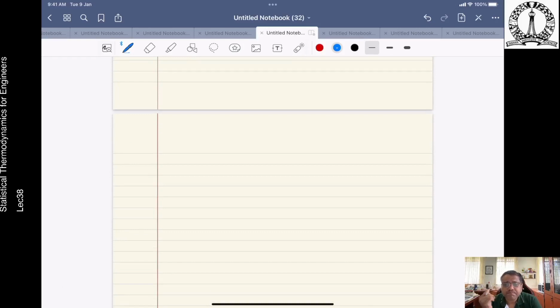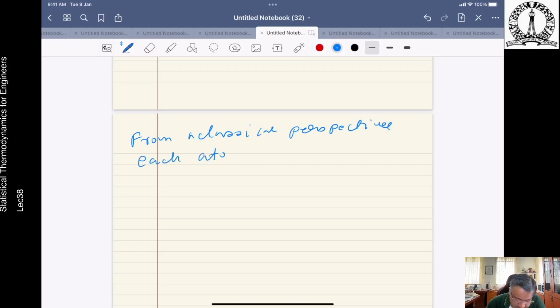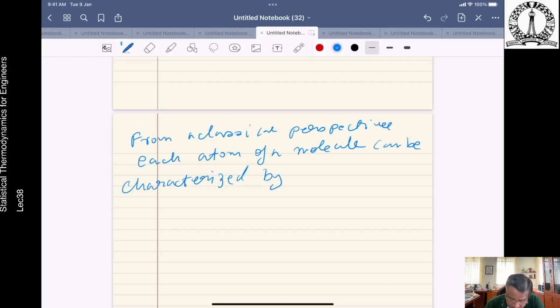If we look at a very classical definition of a system, from a classical perspective, each atom of a molecule can be recognized and characterized by three position coordinates, x, y, z.